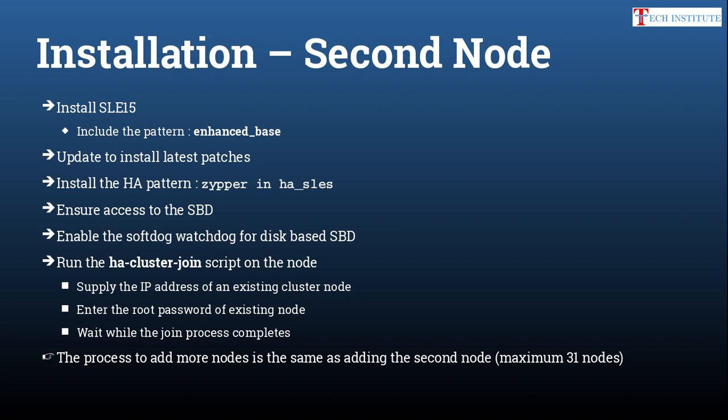And remember, with this same process you can add up to 31 nodes. So in total you can have 32 nodes for your Pacemaker cluster.